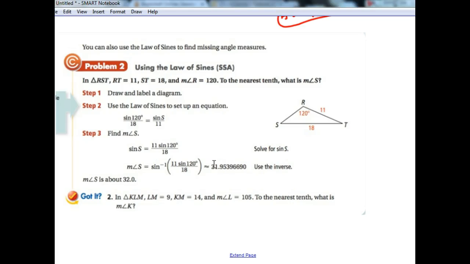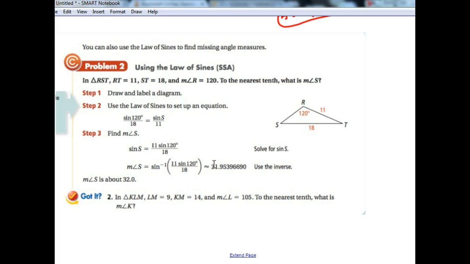Hello, we're looking at problem number 2 in your geometry, part 2 textbook. This is found on page 523 of your textbook under lesson 8.5. It's talking about how to use the law of sines.